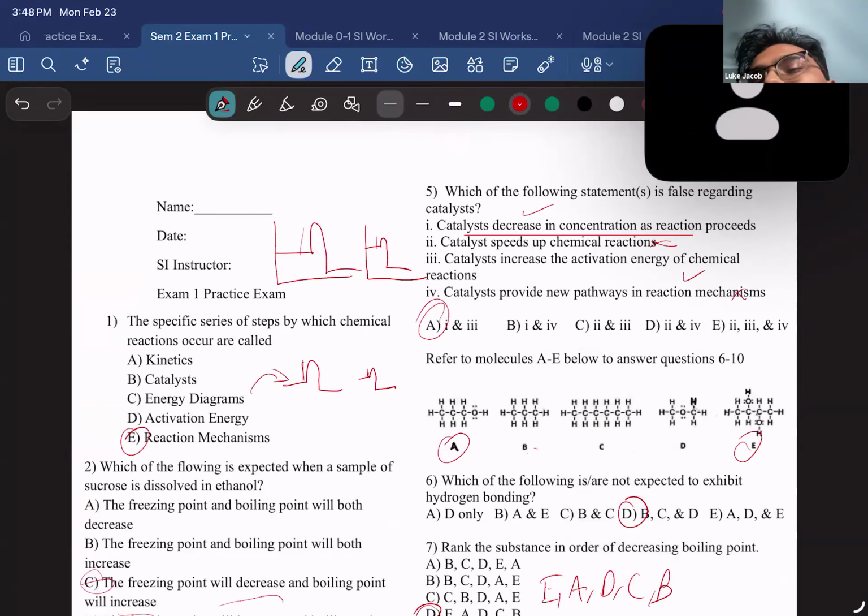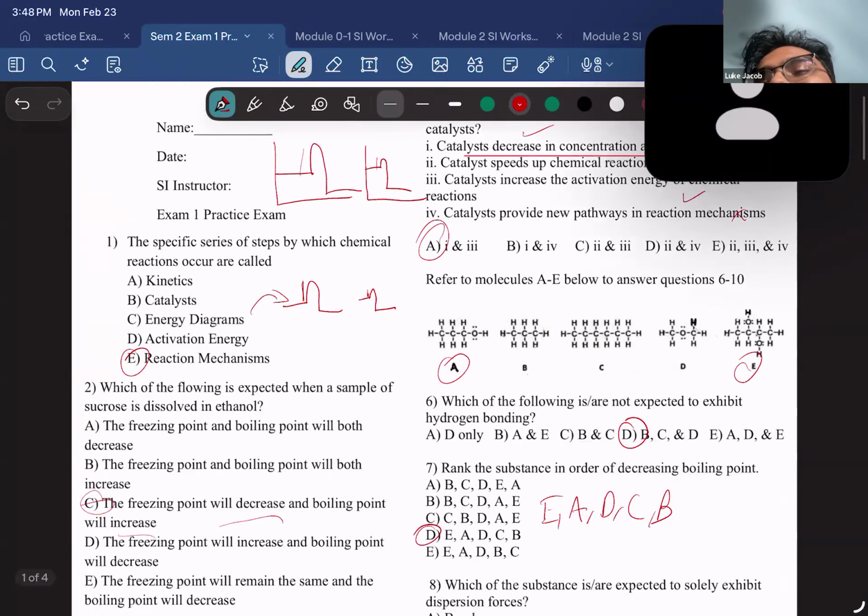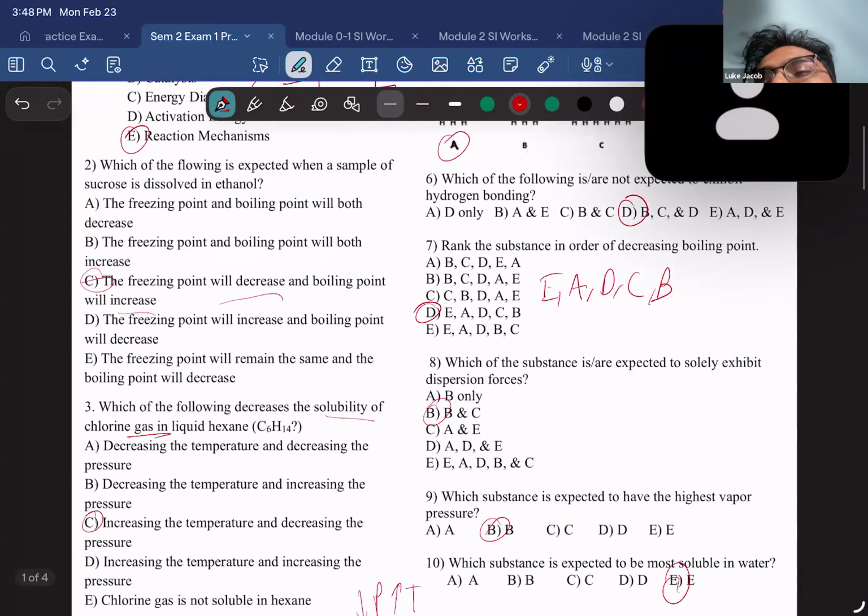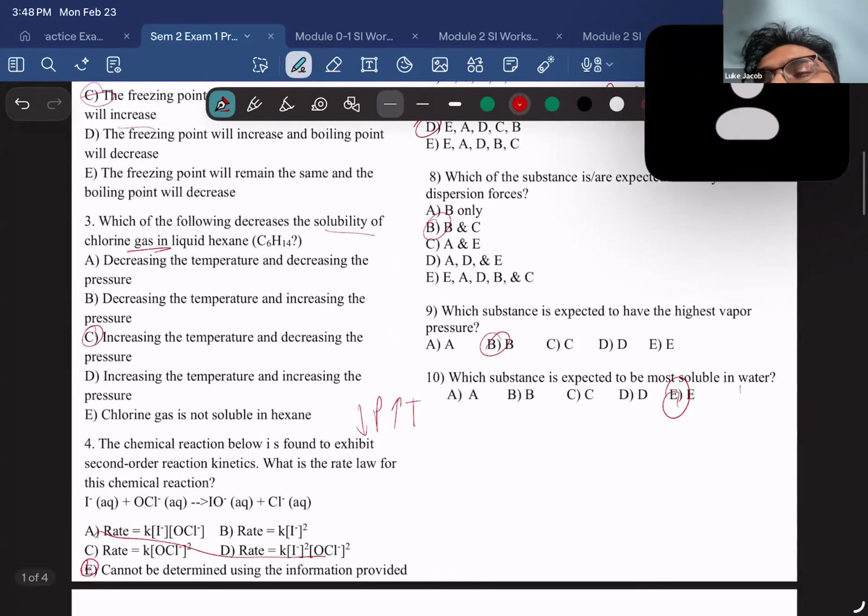Or actually, that would be a little bit more tricky, so I don't really think he would ask a question like that. It'd probably be just specifically water, because that's more of an organic kind of question.